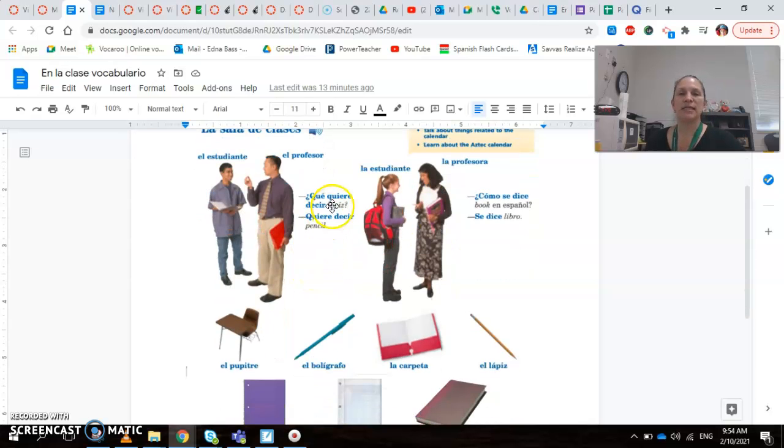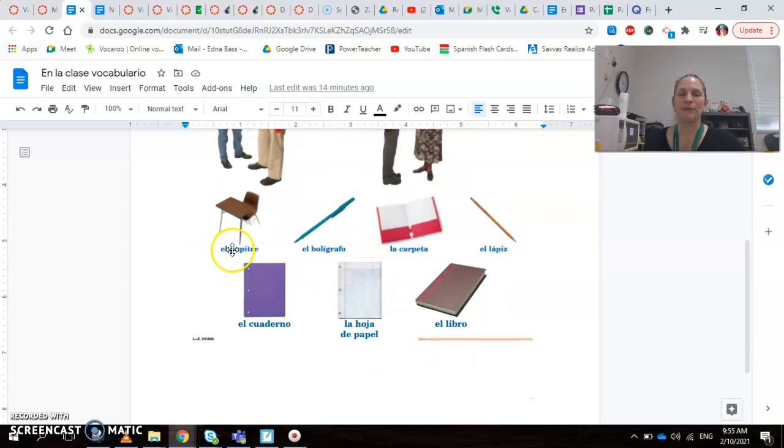And the sentences they're using here are ¿Qué quiere decir lápiz? Quiere decir pencil. So what does lápiz mean? It means pencil. That's what the sentence says. And this one is ¿Cómo se dice book en español? Se dice libro. So the question is asking, how do you say book in Spanish? And the answer is, it says book, libro.